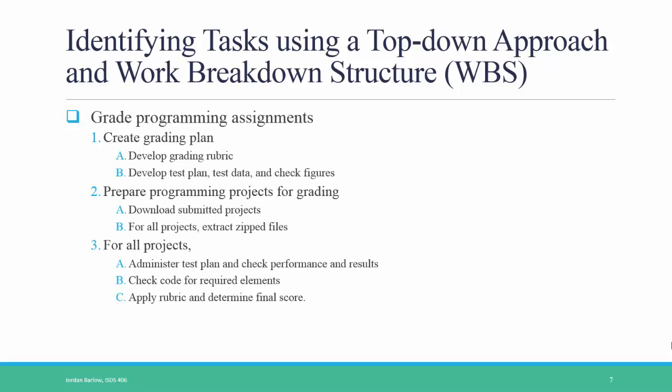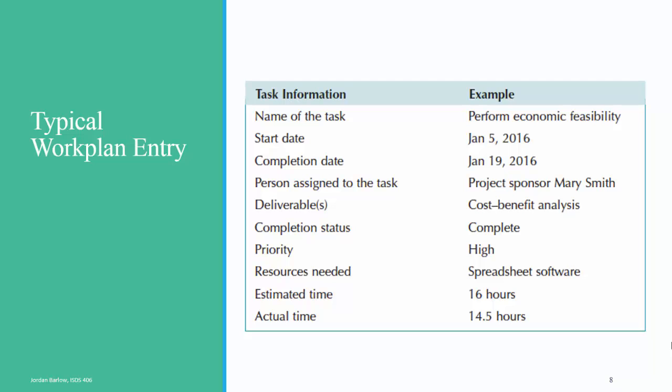After the work breakdown structure is created, you can start assigning time, people, and resources to these tasks to create a more detailed project work plan. A typical entry in a project work plan includes the name of the task to be done, start and finish dates, who is assigned to the task, any deliverables associated with it, whether or not the task has been completed, its priority, and any resources needed to complete the task, as well as estimated and actual time spent on it.